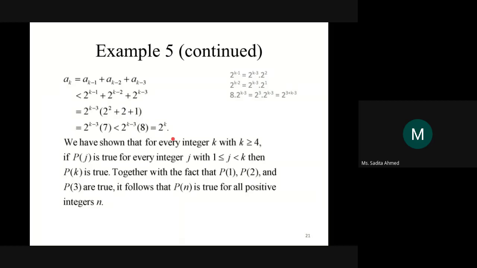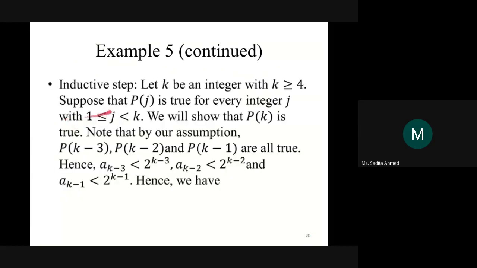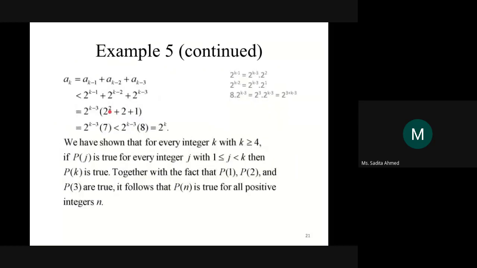AK is less than 2 to the power of k. এটা proof করেছি মানে কি? We have proved PK. So based on the assumption, we have proved PK. Okay? We've proved that PK is true based on the assumption.